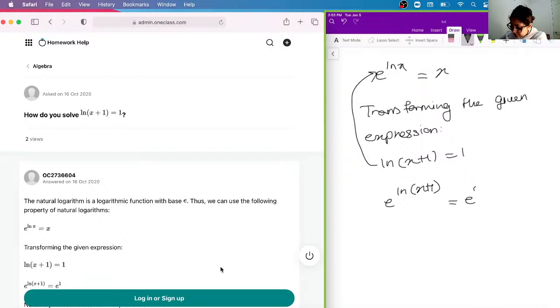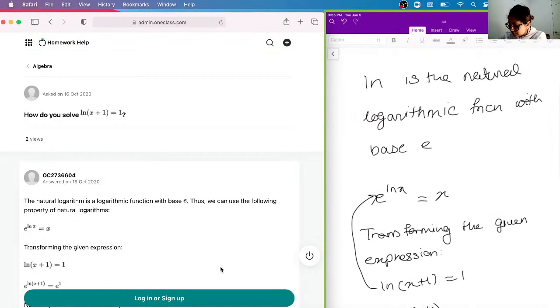As you know, if it's e to the power of ln of something, that's going to get cancelled out because they're inverses. So we basically have x plus 1 is equal to e. And so we can further solve for x. We just have to move 1 to the other side, so e minus 1. Therefore x is equal to e minus 1.